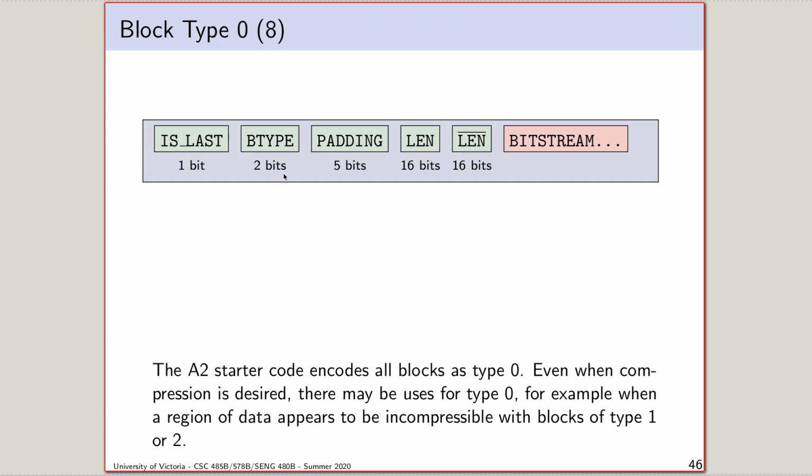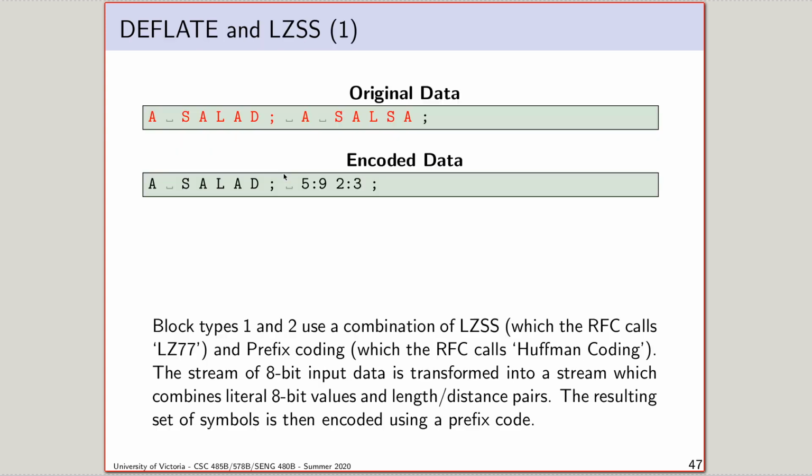But of course, block type 0, there's a long way to go from there. We want compression. This does not provide it. So we can talk about blocks 1 and 2.